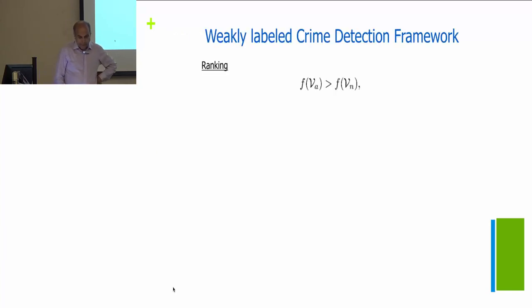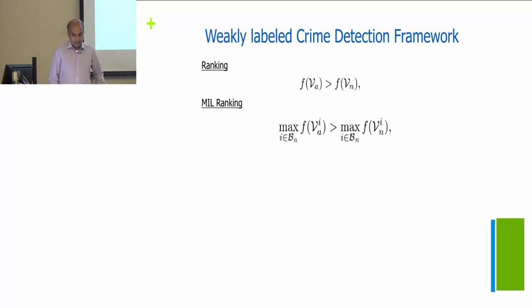So the idea is very simple. We want to learn a function, f, so that for the anomaly, the value of the function should be high, and for the video which is normal, it should be low. This is the function we want to learn from these videos.